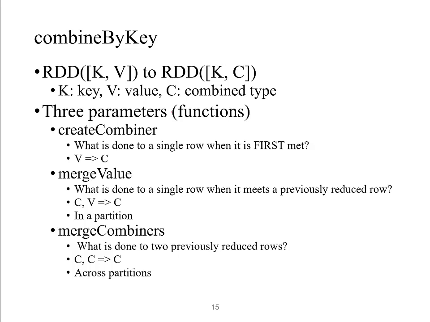For create combiner, you need to answer a question when you write it. Create combiner is about what is done to a single row when it is first met. Merge value is what is done to a single row when it meets a previously reduced row. And merge combiners answers the question of what is done to two previously reduced rows.